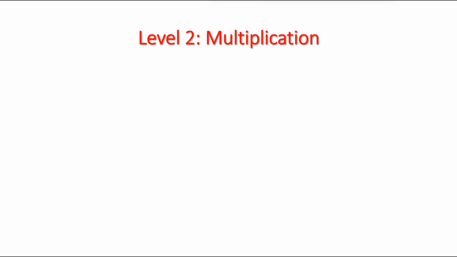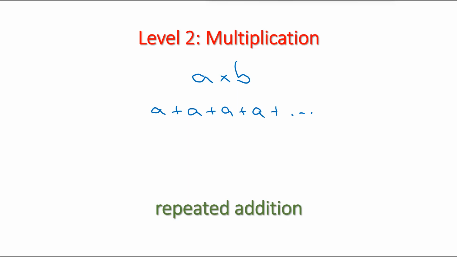We'll go to level 2, and that is multiplication. So multiplication, we can write A times B. But what does A times B actually mean? Well, it means we're going to start with A, and we're going to have another one, and another one, and another one, etc. Now this is really repeated addition. We're simply adding A. How many times do we add A? Well, we add A B number of times. So it's just addition, but B number of times.